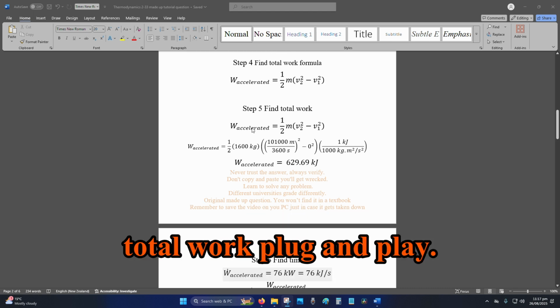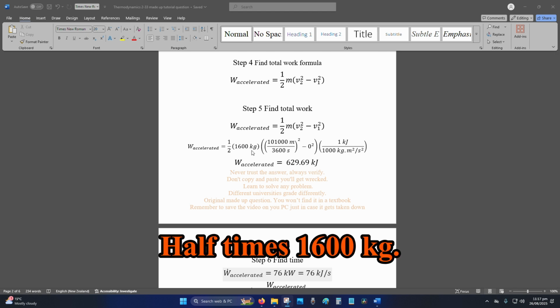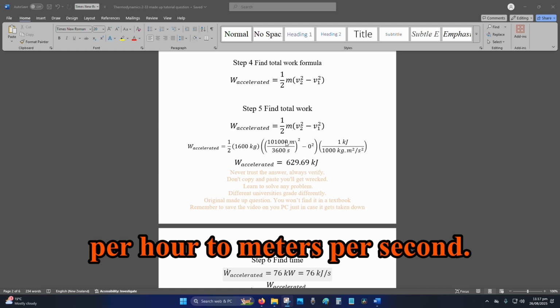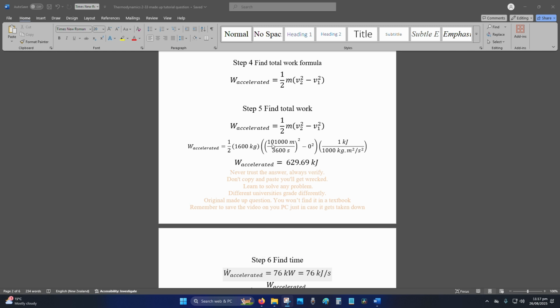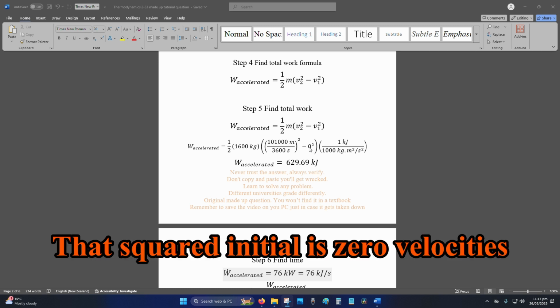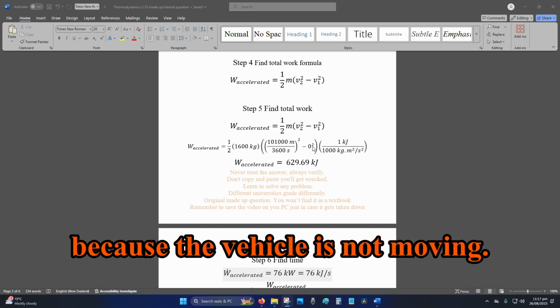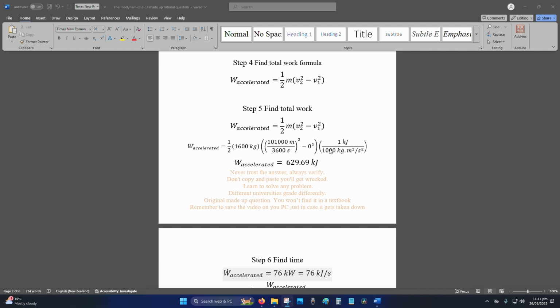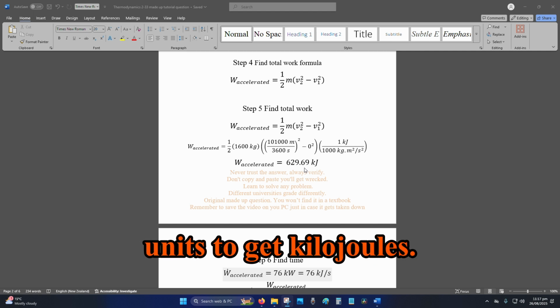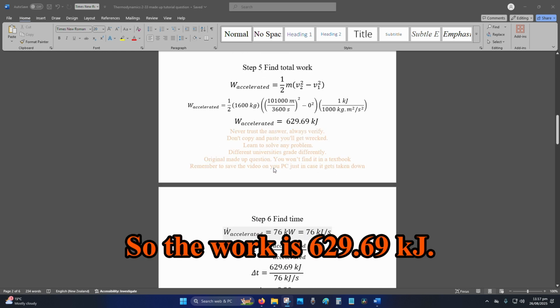Step 5, find the total work, plug and play. So half times 1,600 kilograms. We're going to convert our kilometers per hour to meters per second. So 101,000 meters divided by 3,600 seconds, that's squared. Initial velocity is 0 because the vehicle is not moving. Make sure you multiply the conversion factor to cancel out your units to get kilojoules. So the work is 629.69 kilojoules.